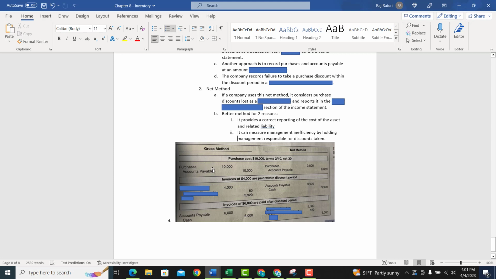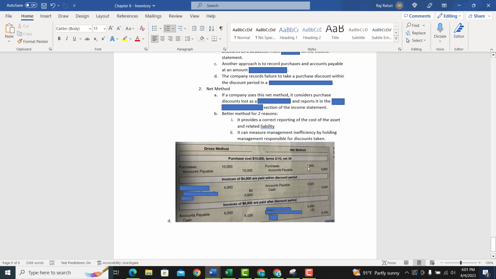So here we just have the gross method. We have accounts payable, we have purchase discounts, and then we have cash. So basically you're accounting for the entire quantity value, and then you take the actual discount on a rolling basis. So if you have $4,000, it's within the discount period, then you take 2% of it and get $80, and that means you're only paying $3,920 of cash.